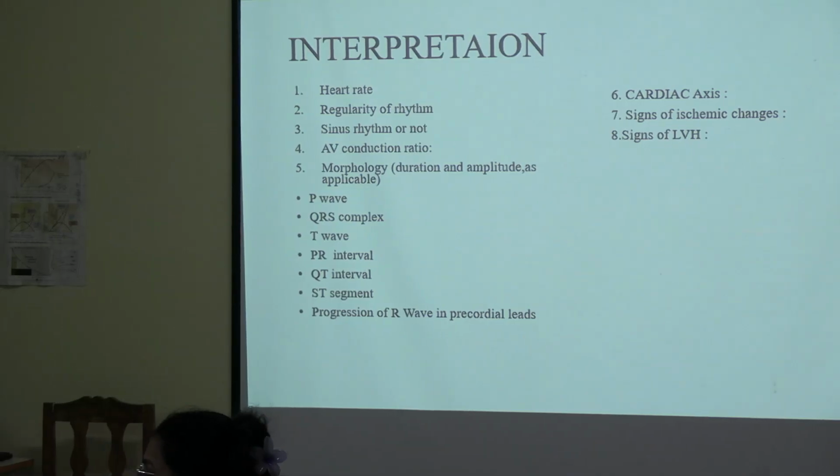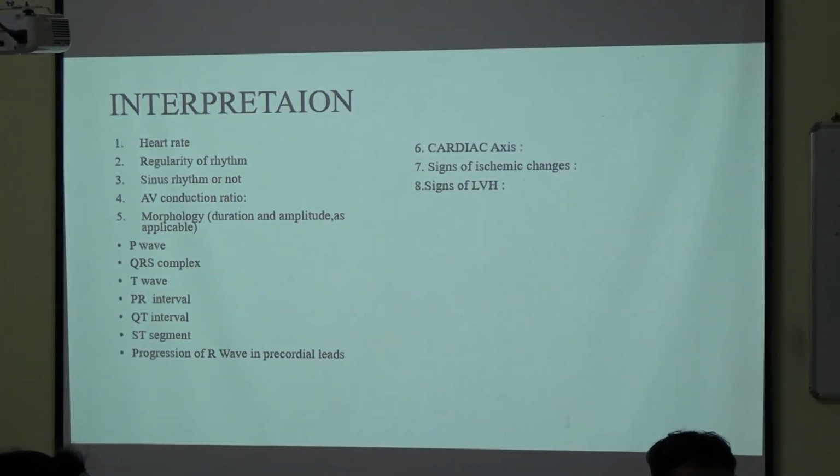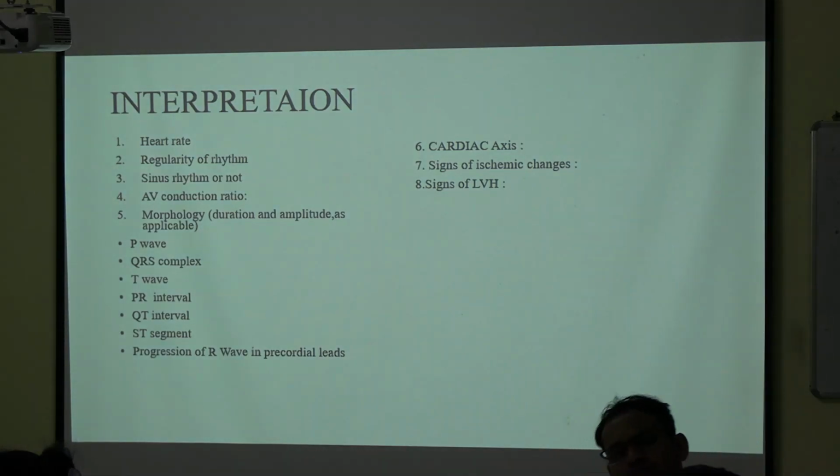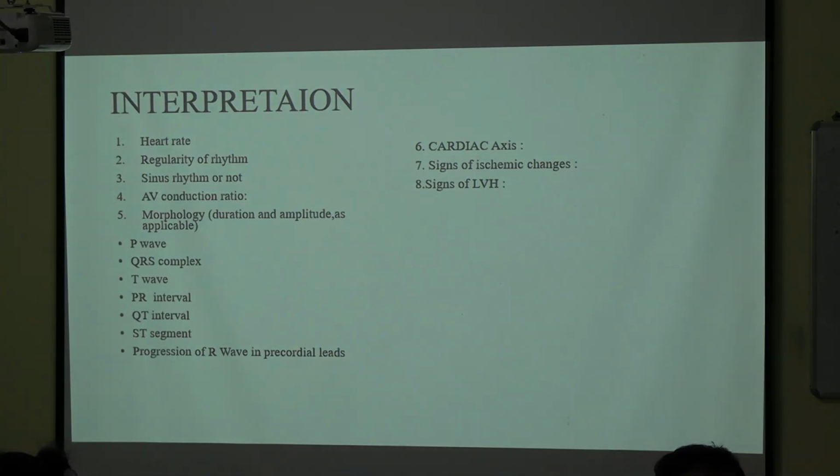Normally it should be positive. This is lead 2. I told you to look in the V1 and V2, because precordial means chest leads, no? So this one. So you have to see this one. Q R S. So R is positive here. V1, V2 also positive, right?